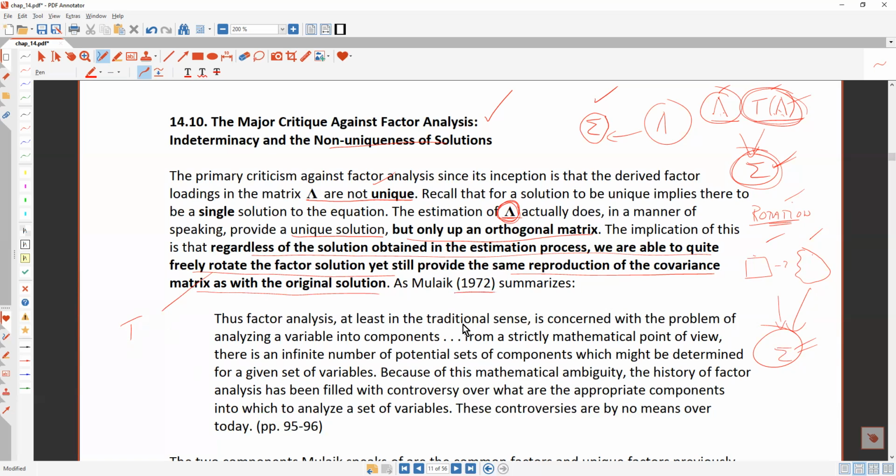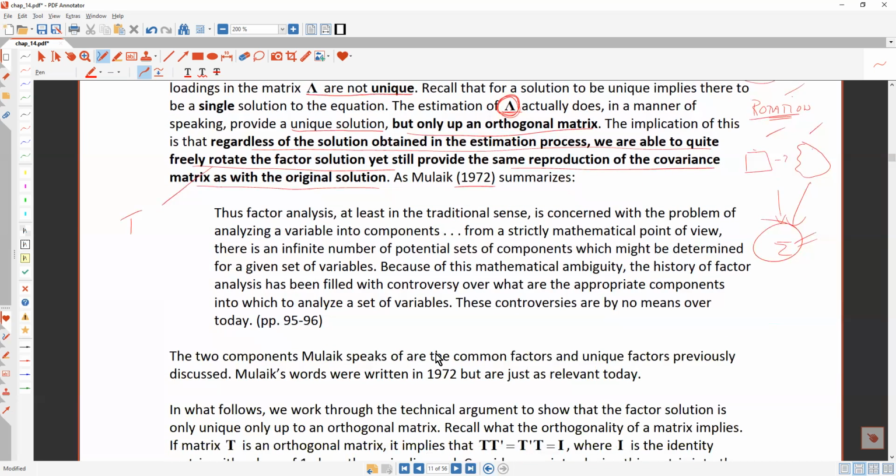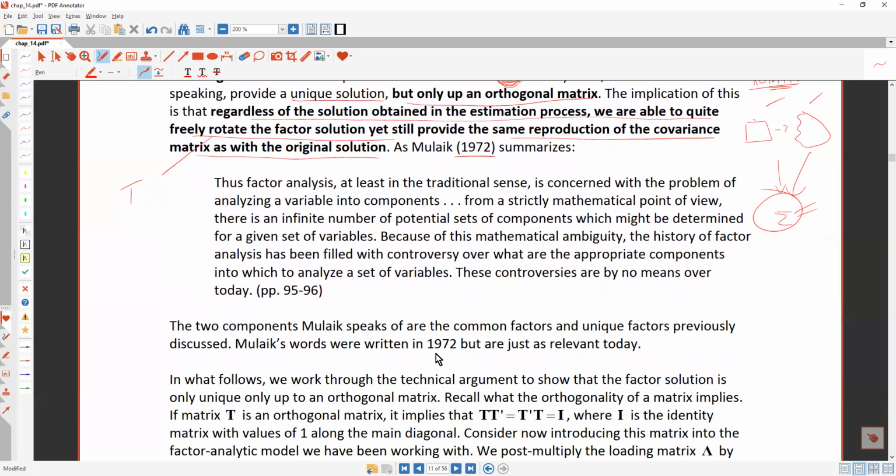So Mulaik, who wrote like the Bible on factor analysis in 1972, it's like 300 pages, and you can study it for a year and it still won't be done with it. That's that thorough. Mulaik writes, factor analysis, at least in the traditional sense, is concerned with the problem of analyzing a variable into components, okay, into factors. From a strictly mathematical point of view, from a technical point of view, look at this.